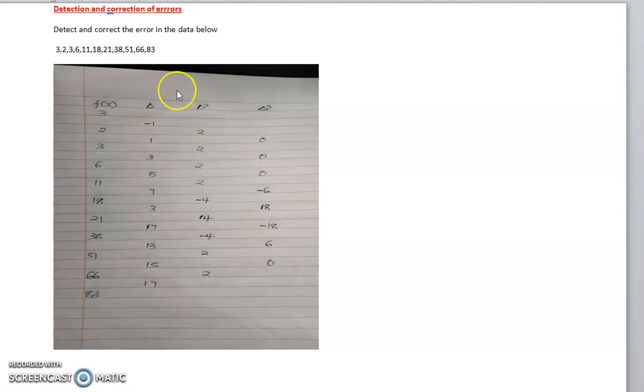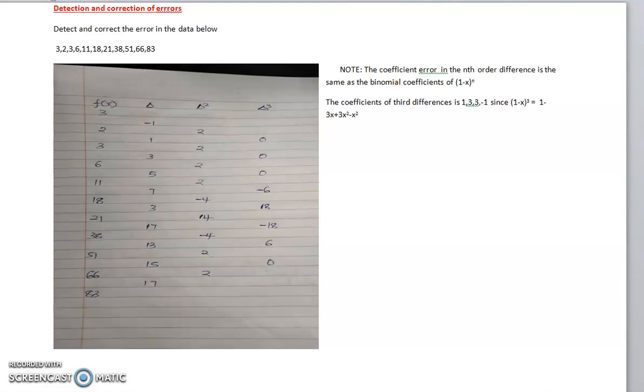Now, when you're correcting this error, you should note that the coefficient error in the nth order difference is the same as the binomial coefficients of 1 minus x raised to the power n, where n is the difference. When you're dealing with the first difference, n is equal to 1. With the second difference, n is equal to 2. And with the third difference, n is equal to 3. You continue that way.